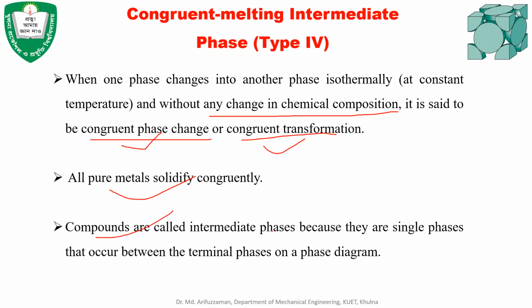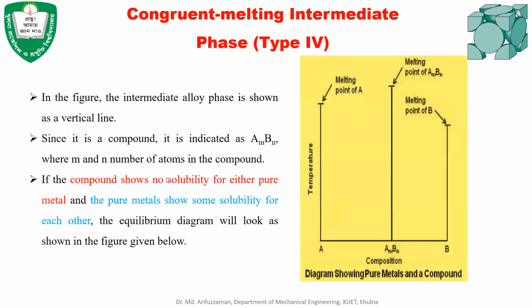So in the case of compounds, the same thing occurs. That means intermediate phases, because they are single phases that occur between terminal phases on a phase diagram. If you look at a phase diagram here, this is 100% A and this is 100% B, at a certain proportion of A and B, the melting point completely changes. It shows a different melting point, just like the eutectic mixture.